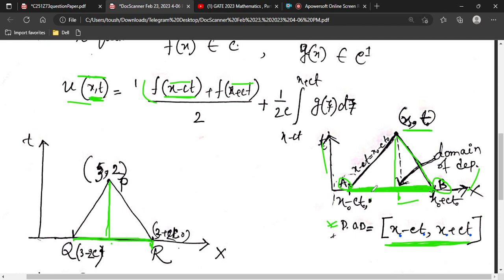So this is your point and this is your point. Okay, and this line segment, this AB, where this is the point A and this is the point B, is called the domain of dependence for the point x naught comma t naught. Now let's read our question.